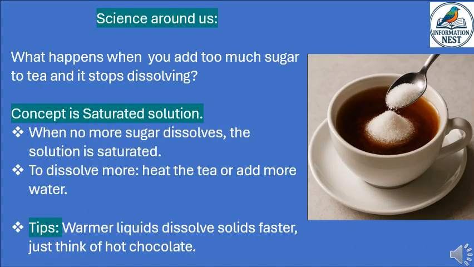Hey, curious minds, have you ever tried adding sugar to your tea and then a little more and a little more until it just sits there at the bottom, refusing to dissolve? That's not your sugar being stubborn, it's science in action. When a liquid like tea cannot dissolve any more solute like sugar, it becomes a saturated solution. Yup, it's full, like a stomach after a Diwali feast. So, what do you do if you want it sweeter? You have got two options: heat the tea or add more water.